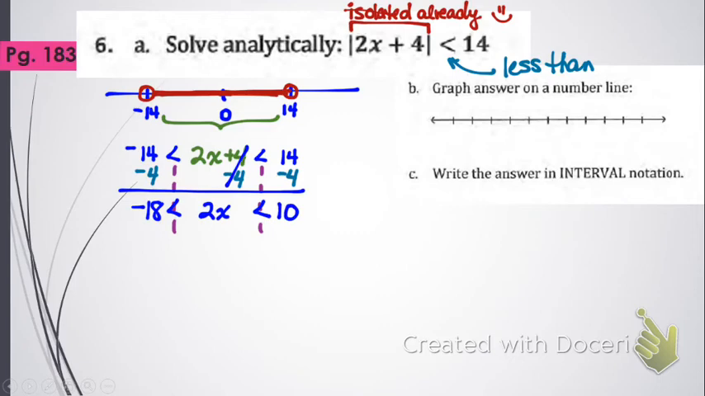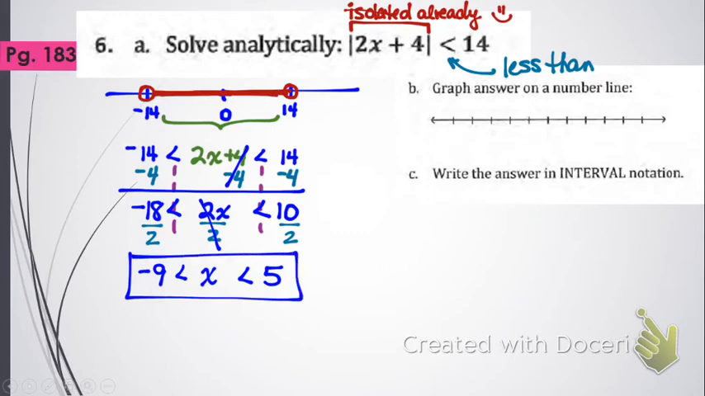What else do I need to do here? Divide by 2. Do we need to flip our inequalities this time? I heard yes and no. How do we decide? If we're dividing by a negative, so if the bottom of the fraction is a negative number, then we flip it. Negative 18 is there, but I don't flip it because that's on the top, not the bottom. So I have negative 9 is less than x, because this cancels, is less than what, Savion? 5.